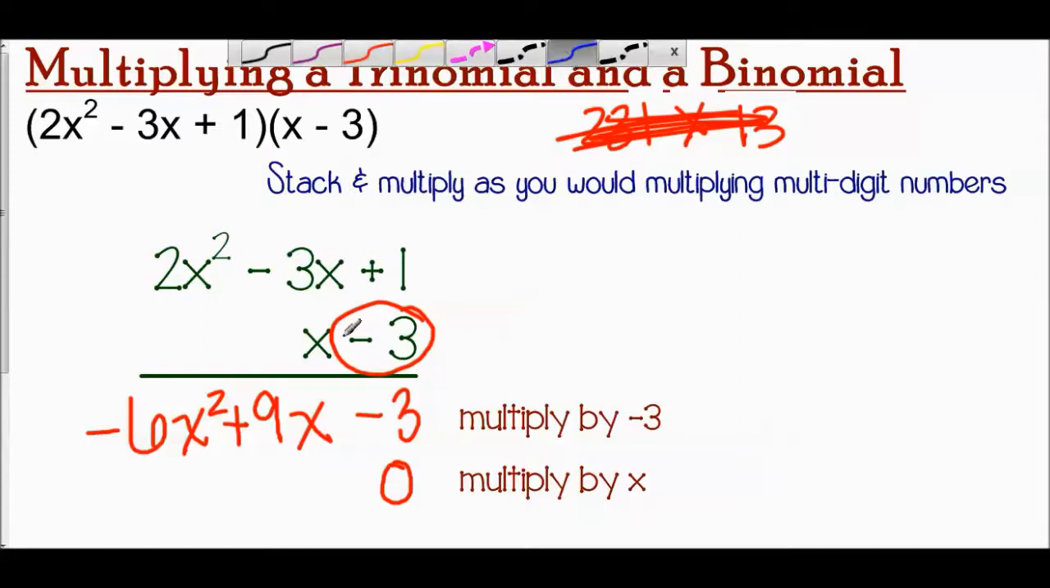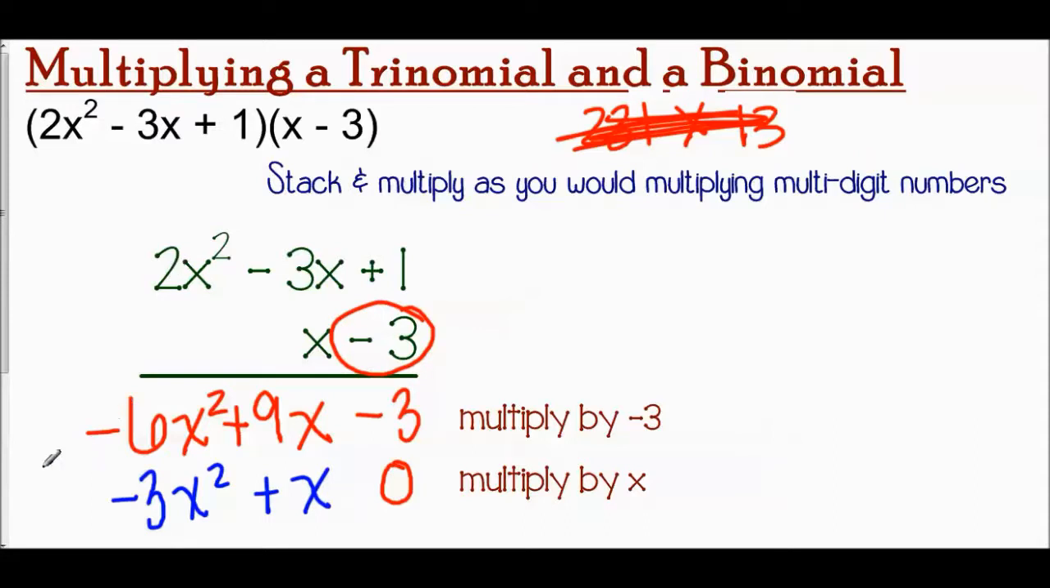And let's do x times each of those terms. x times 1 is x. x times -3x is -3x squared. That was a positive x there. And then x times 2x squared would be 2x to the third.